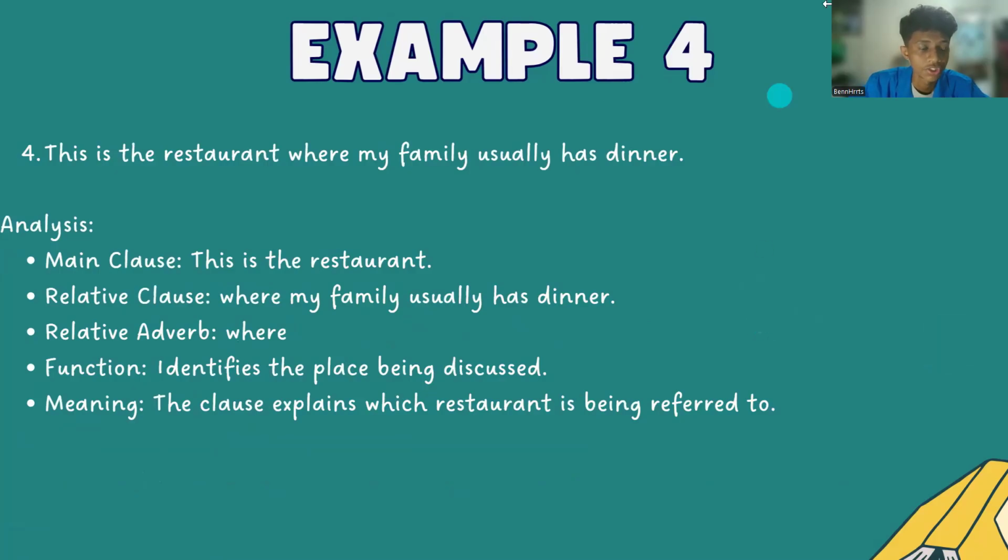For example four, this is the restaurant where my family usually has dinner. For the analysis, main clause is this is the restaurant. Relative clause is where my family usually has dinner, and the relative adverb is where, and the function is identifies the place being discussed. The meaning is the clause explains which restaurant is being referred to.